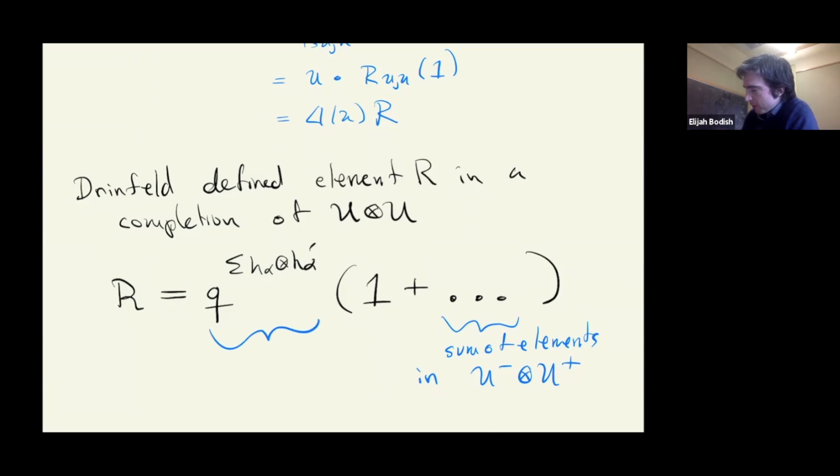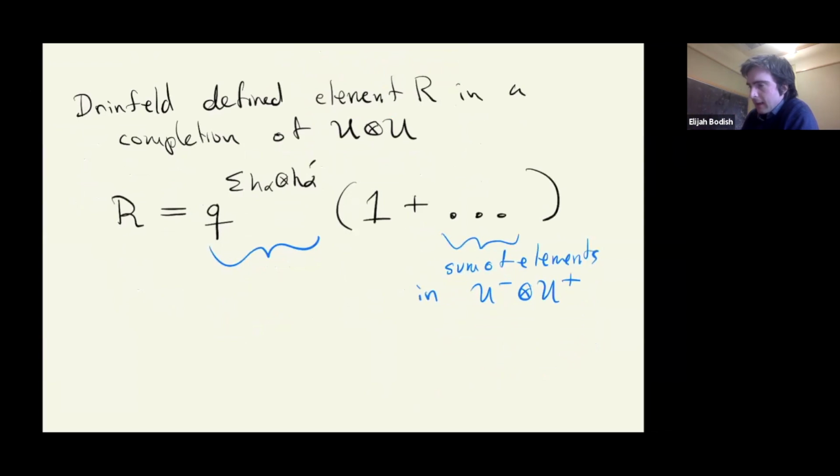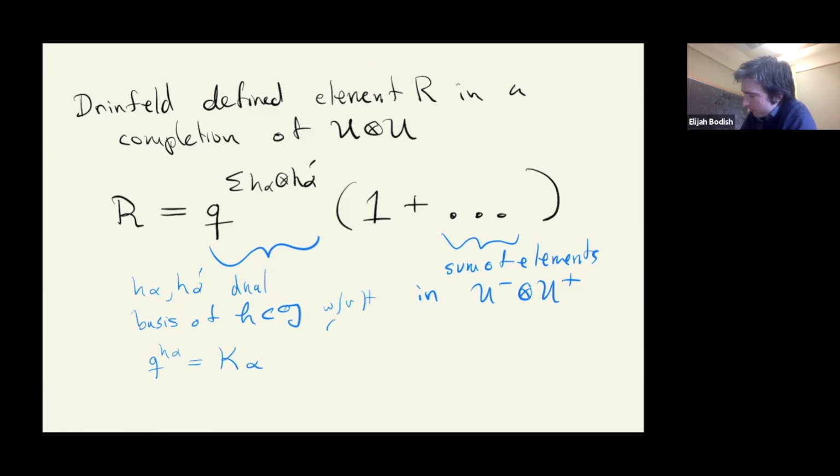So these q to some powers aren't elements of U tensor U. This completion is something that we don't quite know how to make sense of, but what you should be thinking is that this is like a bunch of elements where h_alpha and h_alpha prime are dual bases of h in g. You would have something like q to the h_alpha is K_alpha. But this is with respect to the W-invariant symmetric form on h. The issue is that we don't have these elements, and we also don't have arbitrary K's. We don't have K sub a weight, for example. We only have K sub a root.